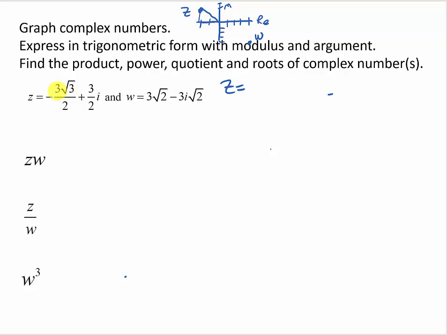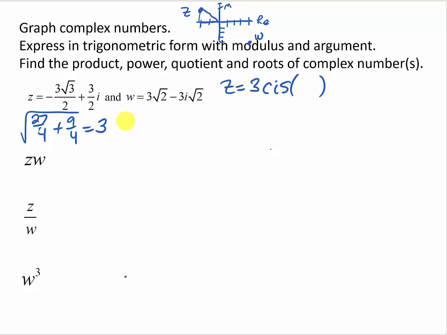We can see that's just basically the Pythagorean theorem. So I need to take negative 3 square roots of 3 over 2, squared. Let's see, that's going to be 9 times 3, that's going to be 27 fourths. It's going to be square rooted, plus 9 fourths. So it looks like that's going to be 36 fourths, which is 9, and the square root of 9 is 3. So our modulus is 3, and then we'll have CIS, and now we need to figure out our angle.